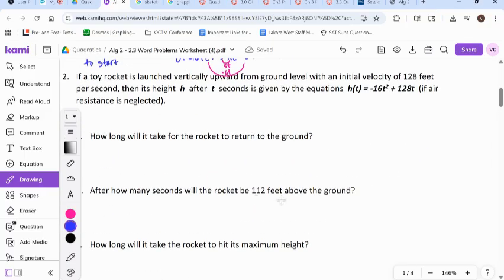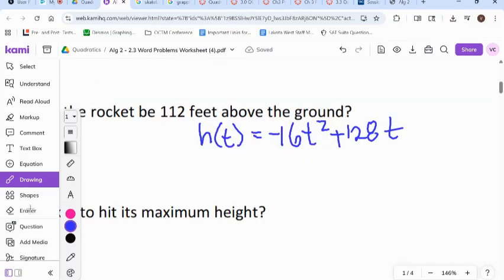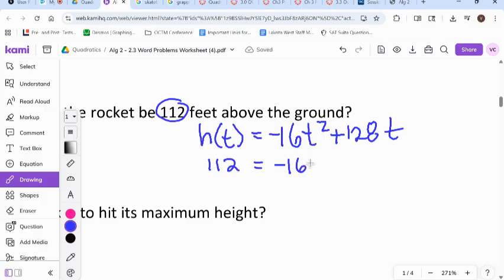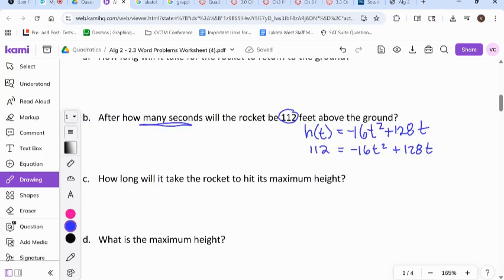It's h of t equals negative 16 t squared plus 128 t. By the way, the reason why I curve my t's is so that they don't look like plus signs. But for this, it says 112 feet above the ground. That means our height is 112. And then what we're asked to do is after how many seconds? So we're going to solve for t.